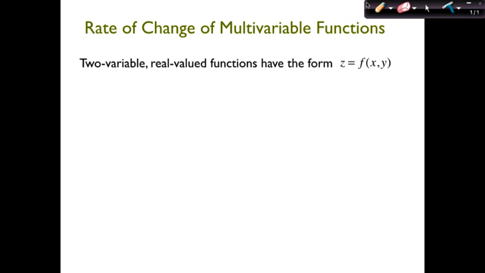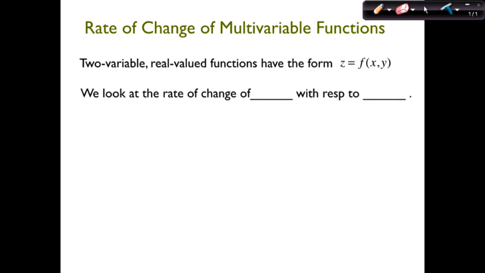Two variable, real valued functions have this form we talked about last time. Z is a function of x and y. This is how we conventionally write them. Two input variables, and then we use z to be the corresponding value of the output.